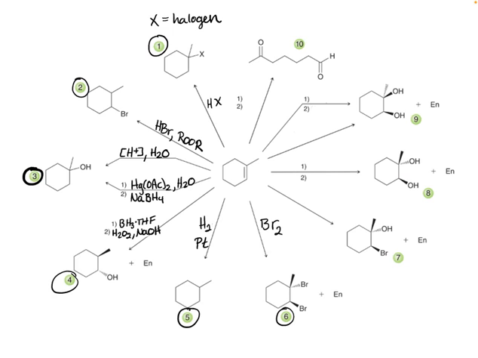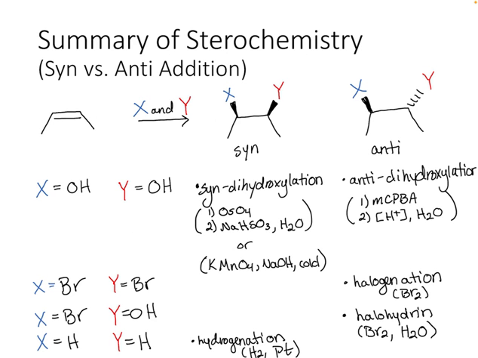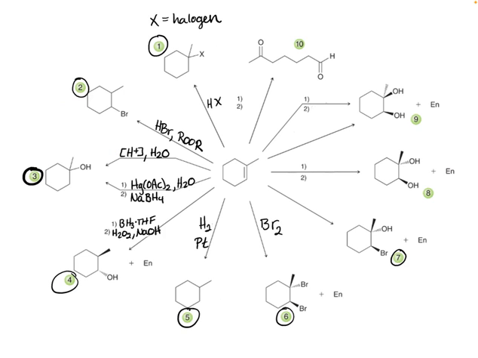All right, on to number 7. Okay, so here it looks like we're adding OH and Br across the double bond. And the OH group is on the side that is more substituted. Okay, so I'm going to go back to my summary chart for anti versus syn here. Which reaction can I use? The halohydrin reaction. So that adds bromine and OH across the double bond.